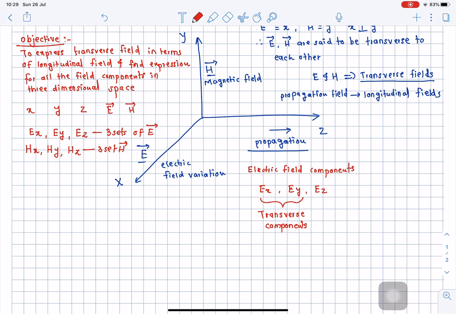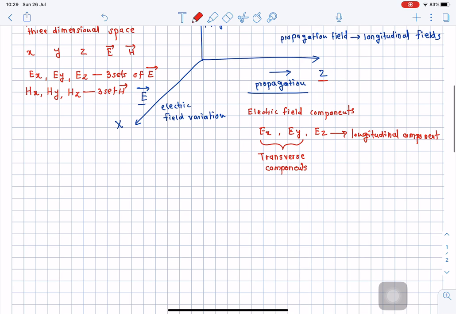And the component of the electric field which is located along the z direction, we call a longitudinal component. Longitudinal component means the component of the field which is located along the direction of propagation. In this particular diagram, we have considered the direction of propagation to be along z, right?